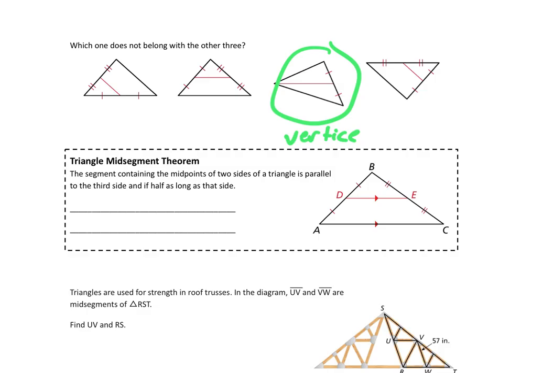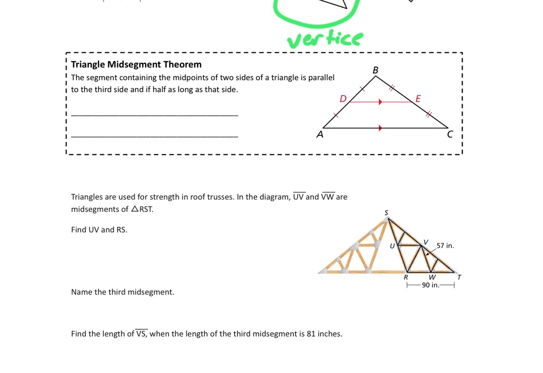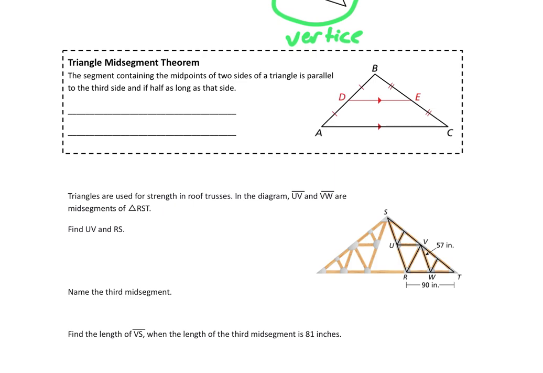All of the rest of them go midpoint to midpoint, midpoint to midpoint. So it has to connect 2 midpoints. We have a midpoint on one side, but we don't have a midpoint on the other, okay? So we've got to have a midpoint on both sides in order to be a mid-segment. So the third one is definitely the one that does not fit with the others. Okay, this is what we just got done talking about.